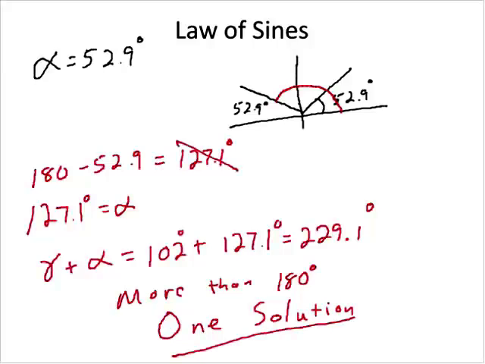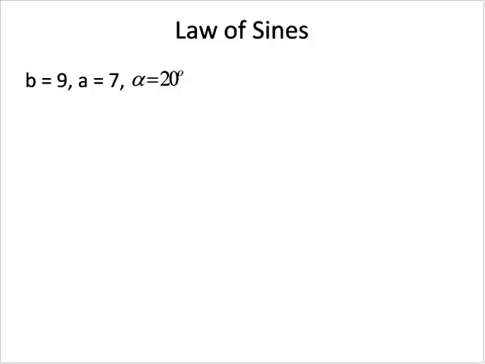One solution could not be 127.1 degrees. All right, let's go on to a third and final example of the law of sines. This one I have b is 9, a is 7, and alpha is 20, so let's draw ourselves out a nice little triangle.